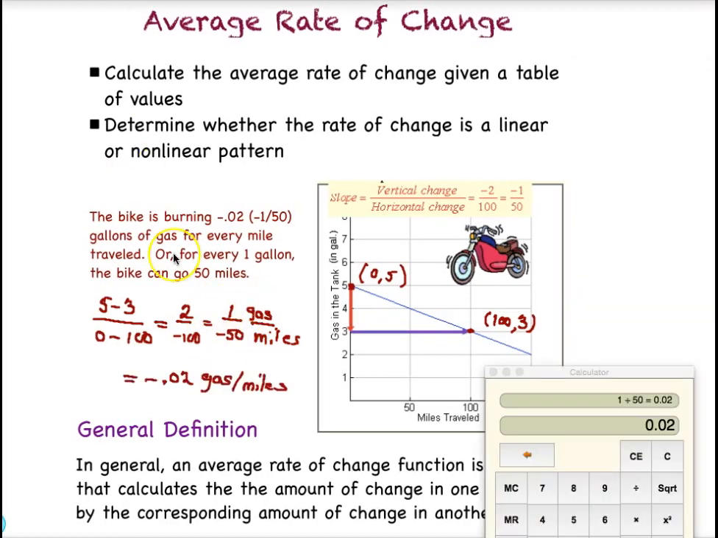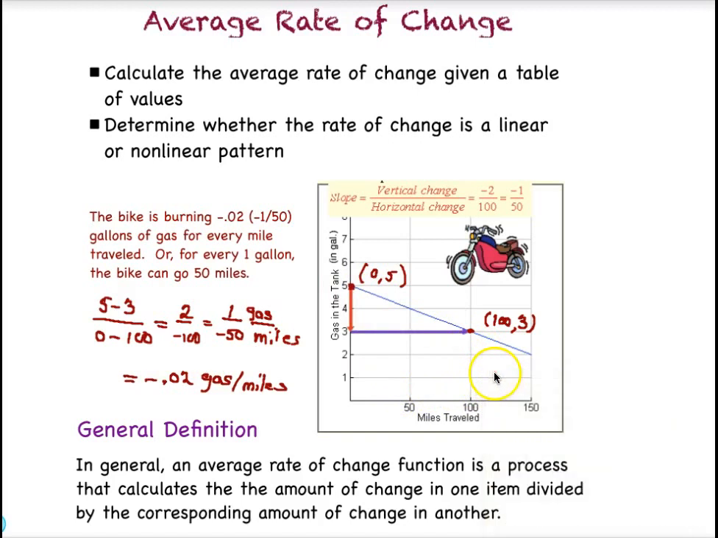When we're dealing with average rate of change, though, it's better to divide this out. So in my calculator, I took 1 divided by 50, and I got 0.02, which is negative because of the negative sign. The negative just means we're using up gas as we travel mileage. So in other words, we're using 0.02 gallons of gas for every 1 mile that I travel. This is a linear average rate of change.